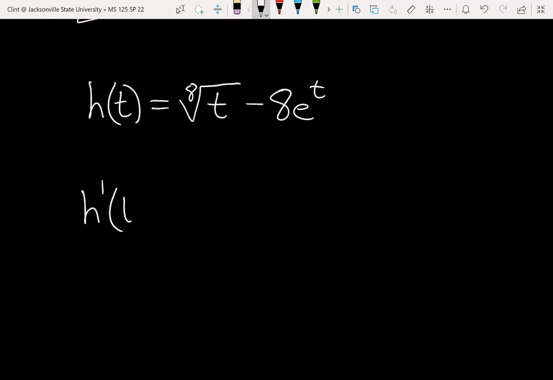Here we want to find h prime. So what are you seeing there? If we're looking at the original function, something stands out to me that I know I'm going to have to do before I can even take the derivative. Yeah, the eighth root. So I would rewrite it as t, and if we change the eighth root to an exponent, it's 1/8.